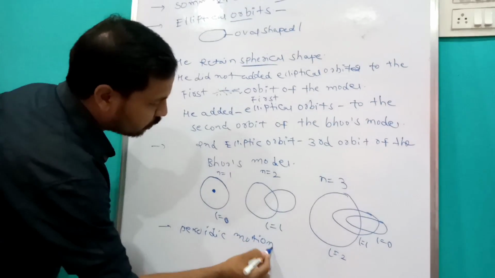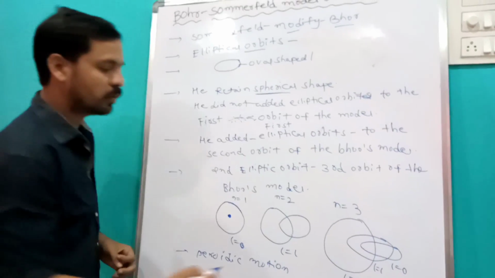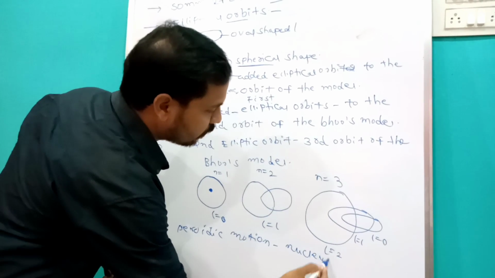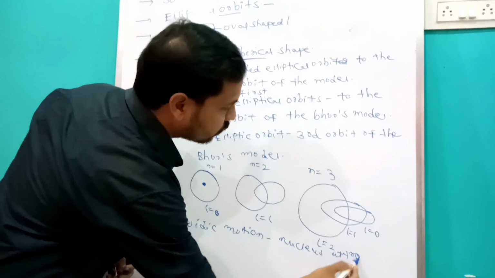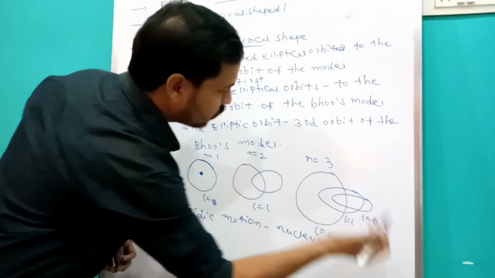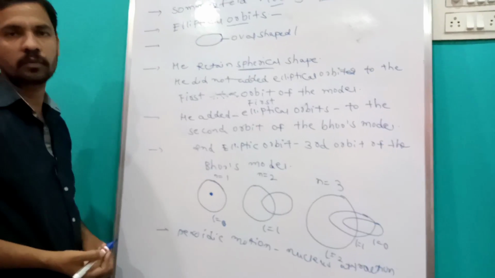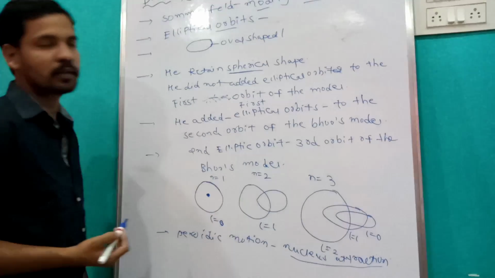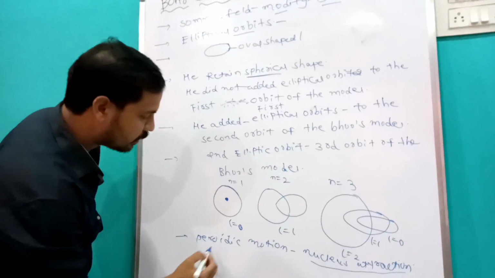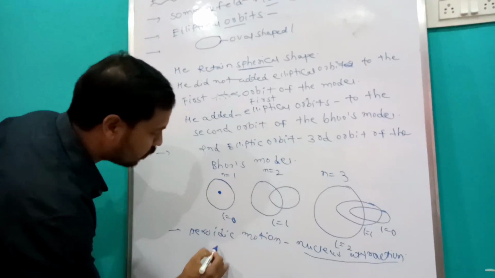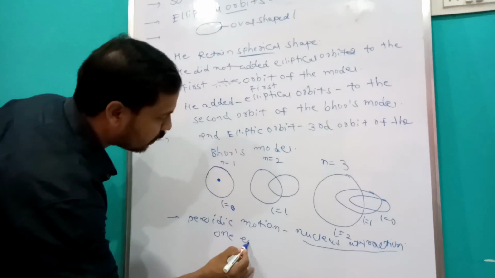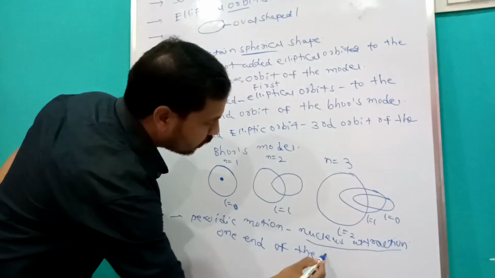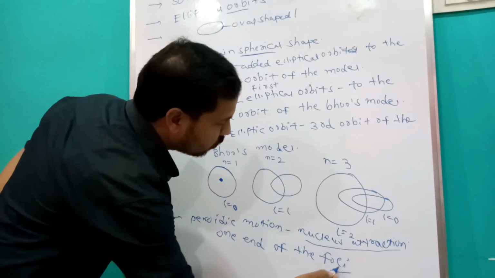This type of motion, the periodic motion, is influenced by the nucleus attraction force. So the periodic motion is influenced by the nucleus attraction. This attraction is produced at one end of the foci.